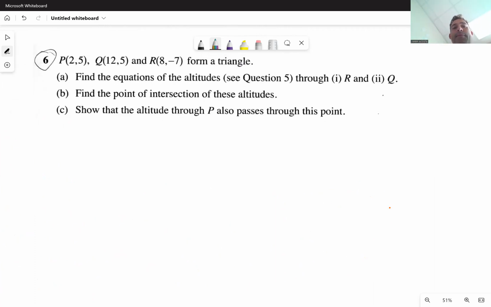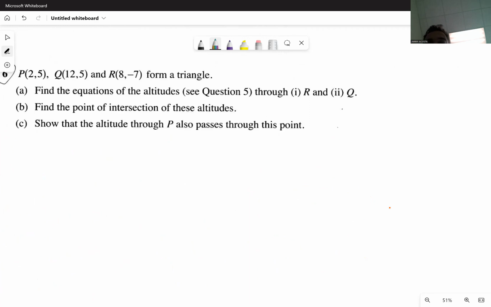All right, so we have 3 points there. It says it forms a triangle. So let's begin. And then it says find equations of the altitudes, from questions 5 through... I don't understand that. Whatever. And it says also find the points of the intersection of these altitudes. And it says show that the altitude through P also passes through this point. I don't know. Whatever. I'll figure it out.